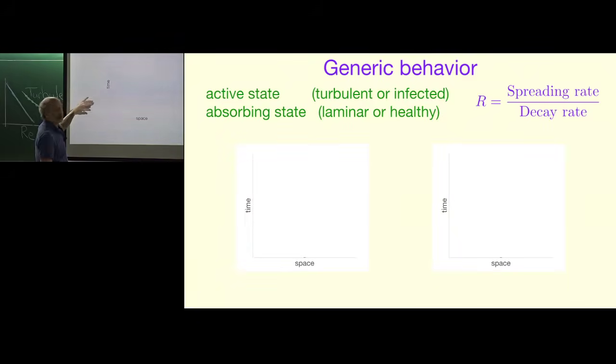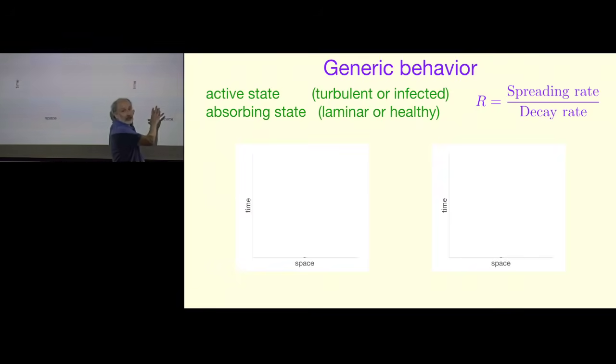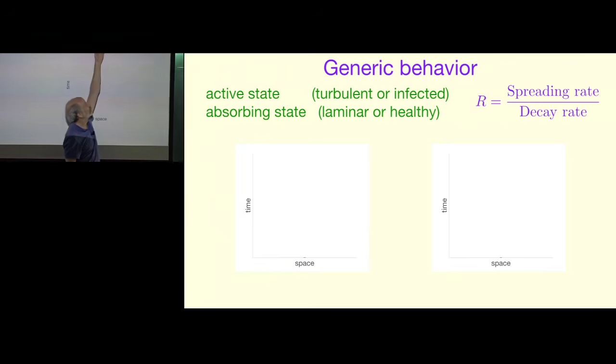So again, let me just show you some generic behavior. It'll be immediately clear what it is because we know about epidemics. So the generic terms are the excited state, the active state, and the absorbing state, which is turbulence or infection, laminar or healthy. I think those ideas are clear, right? And the control parameter, I'm going to show you some little trivial model simulations in a model I'm not really going to explain, but just to communicate the ideas. The relevant control parameter is the rate of spreading divided by the rate of decay. Okay, so if R is big, it means you're spreading faster than you're decaying. If R is small, the other way around.